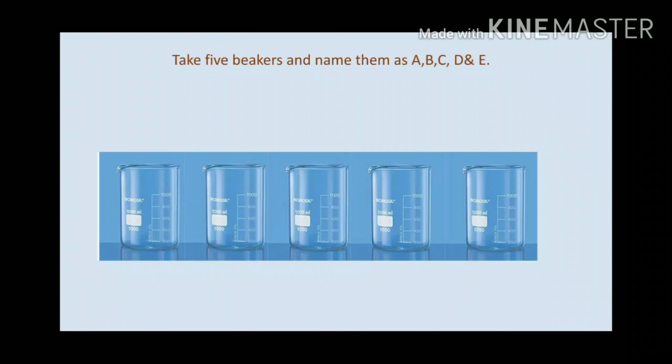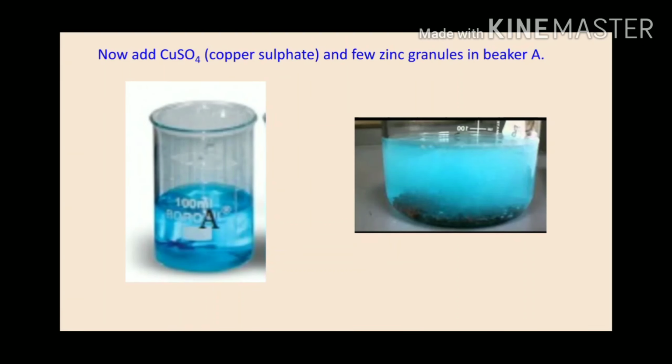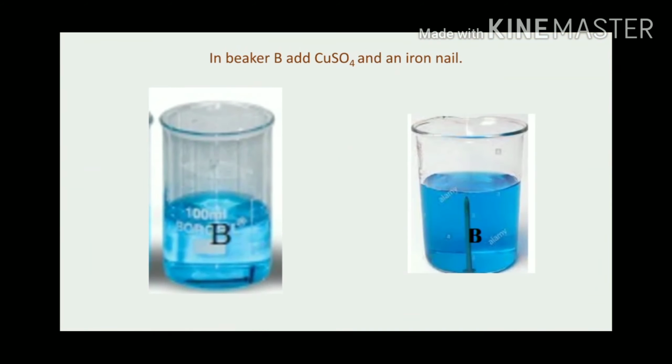Take 5 beakers and name them as A, B, C, D and E. Take about 50 ml water in each beaker. Now add CuSO4, that is copper sulfate, and few zinc granules in beaker A. In beaker B, add copper sulfate and an iron nail.